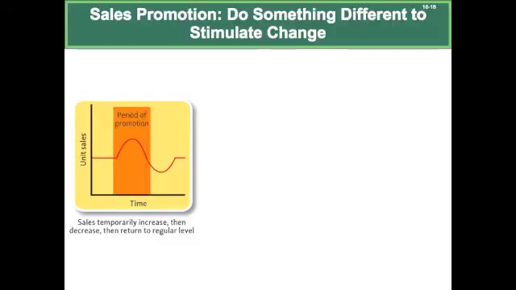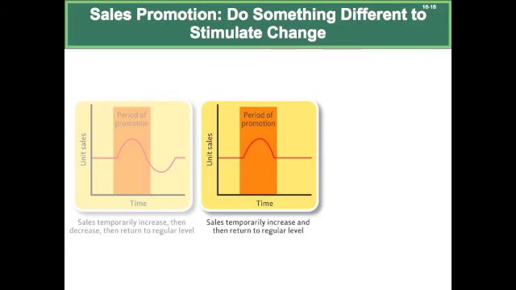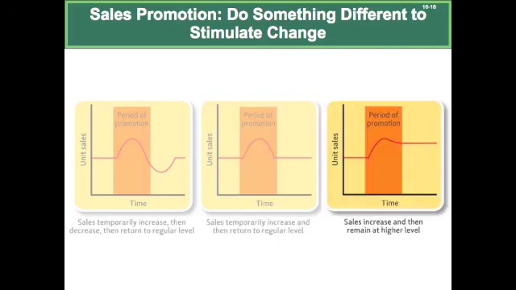Example 1 shows sales promotion causing a temporary increase in sales, followed by a decrease and return to normal levels. This often happens when a sales promotion causes existing customers to stock up. Example 2 shows a temporary sales increase and then a return to normal after the promotion ends. Example 3 shows a sales increase which appears to remain at this higher level after the promotion ends. This may be a promotion that permanently attracts new customers and is therefore very desirable.